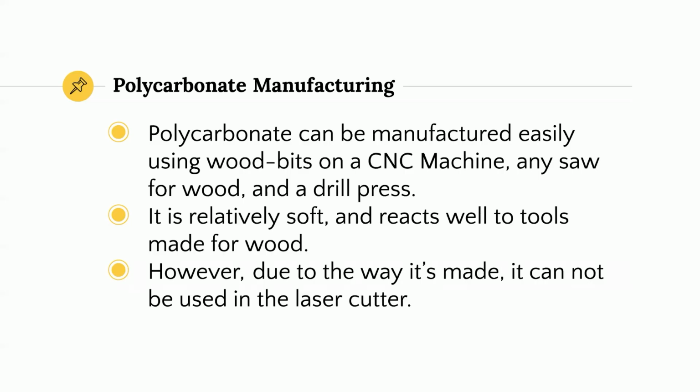Manufacturing polycarbonate. Polycarbonate can be manufactured easily using wood bits on a CNC machine, any saw for wood, and a drill press. It is relatively soft and reacts well to tools made for wood. However, due to the way it's made, it cannot be used in a laser cutter. So essentially, just don't use polycarbonate in a laser cutter. It won't work.